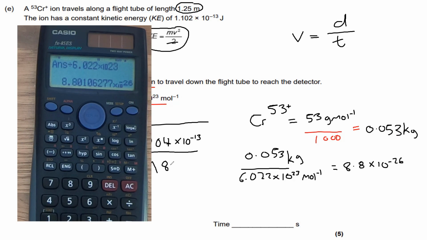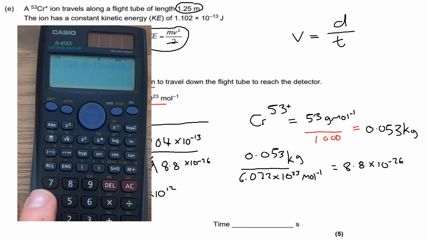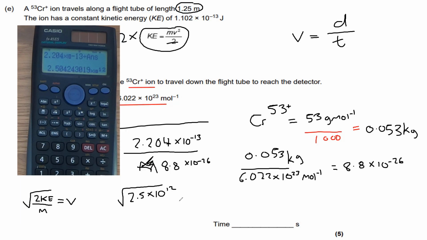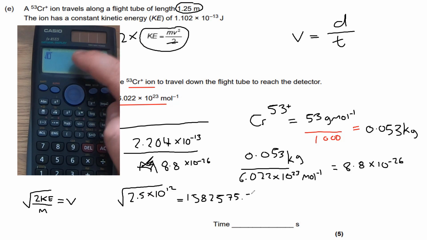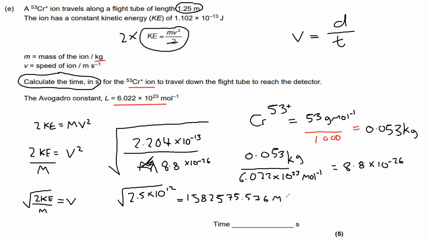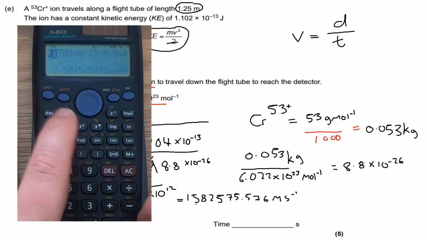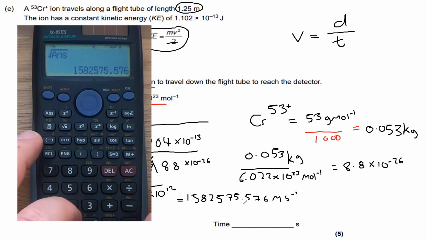Okay, let's put the mass back into the equation. So we're going to divide 2 Ke by the mass and then square root it. First of all, let's divide 2 Ke by the mass. We're going to get 2.5 times 10 to the 12. Square root that, we're going to get 1,582,575 meters per second, more or less.